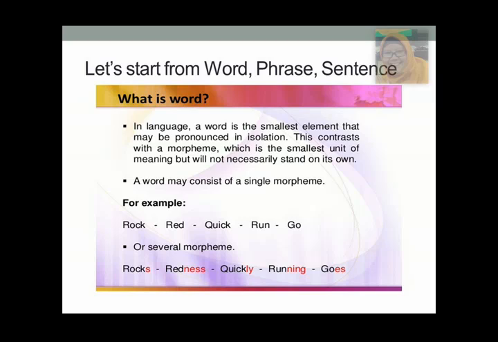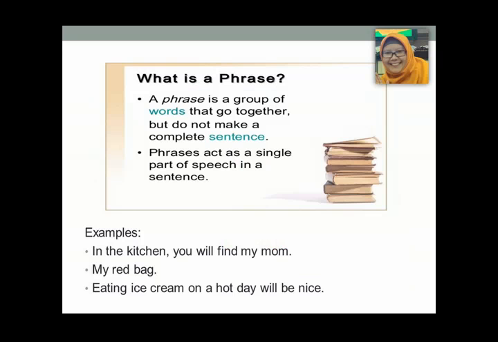Or several morphemes like rocks. You have S over there because even S, a single letter, has meaning. Therefore, we call it a morpheme. Rocks, redness, quickly, running, and goes. Okay. Now we move to the second part of language, or the elements of language. That is the phrase. What is a phrase?